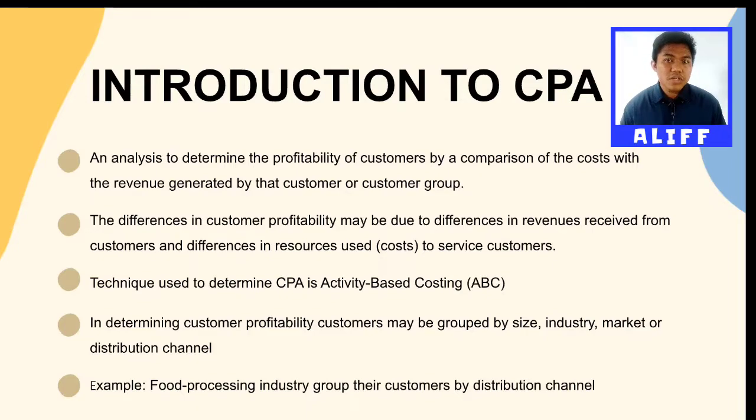In determining the customer profitability, it is usually not practical to identify the profitability of individual customer unless there are a few of them. Therefore, customer may be grouped by the size, industry, market or distribution channel. For example, in the food processing industry, it may be useful to group customers by distribution channel to distinguish between the supermarket chains, independent grocers and smaller outlets such as 24 hours convenience store.